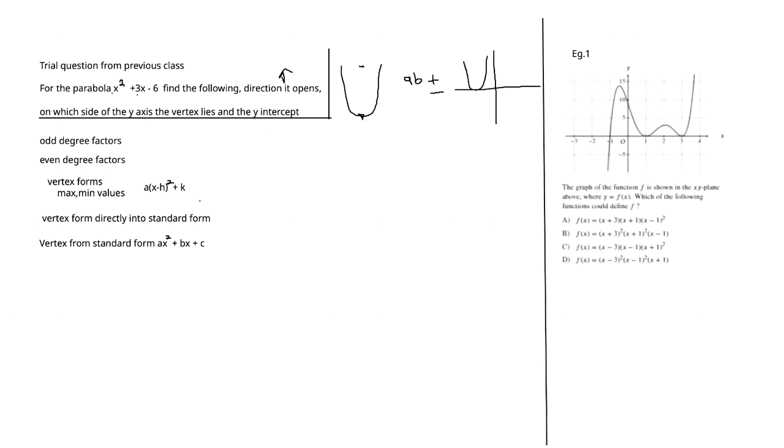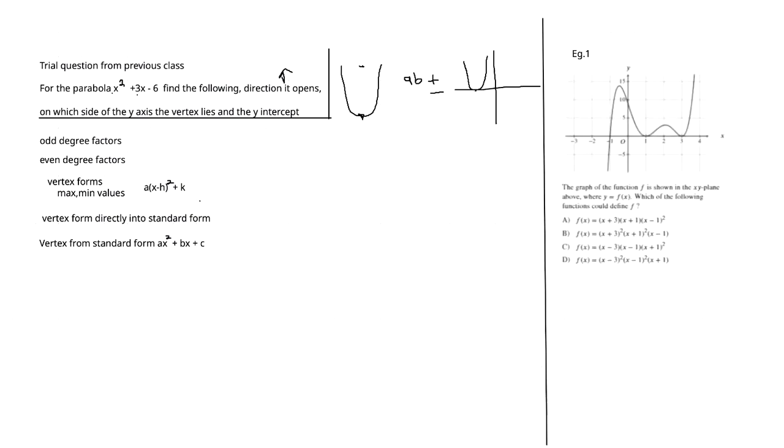So that is it. And then with the last part, we have to find the y-intercept, which is the easiest. The y-intercept is c, which is negative 6. So that is it for this question.